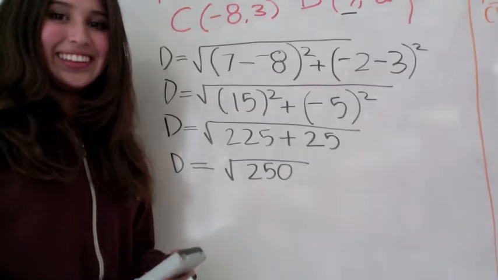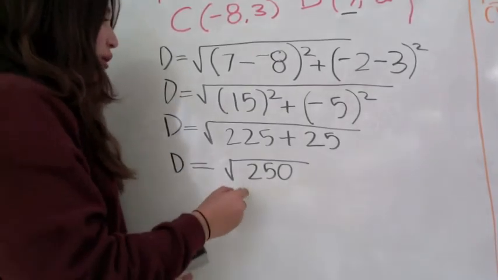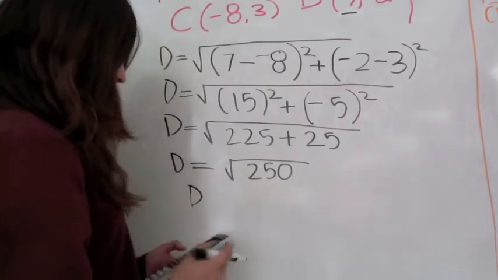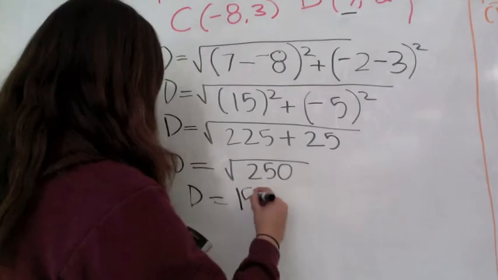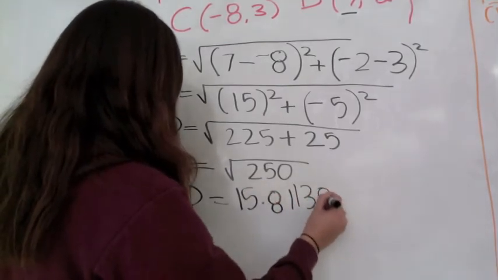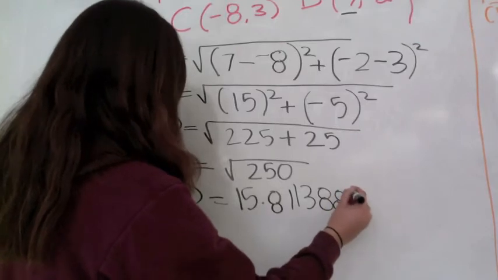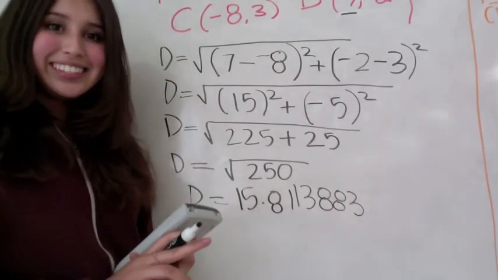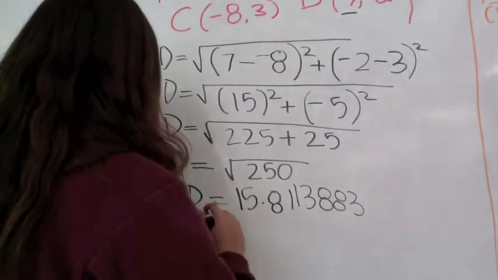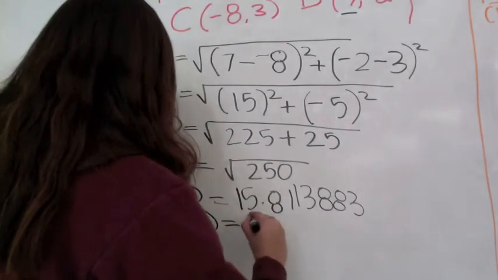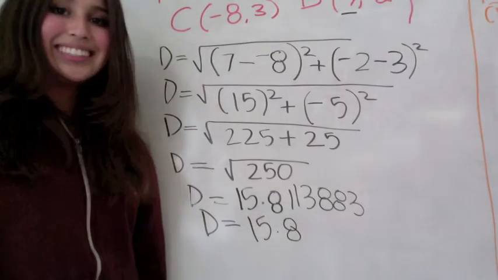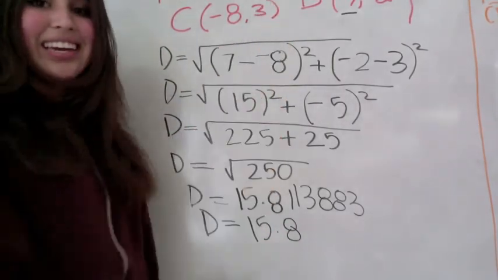To find the solution, we must use our calculator. Once you get your calculator, you type in the square root of 250, and you get 15.81138883. But that is too long, so you round it to the nearest tenth, which would then be D equals 15.8. And that is the distance between C and D.